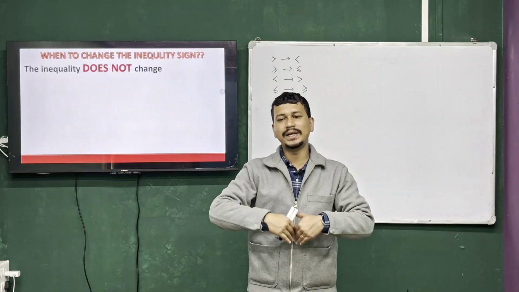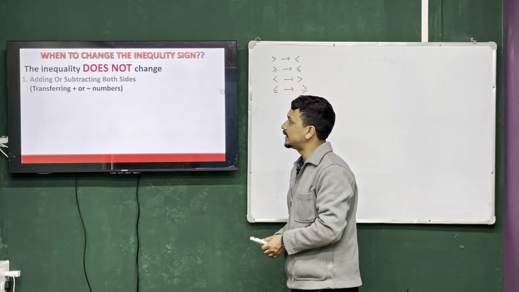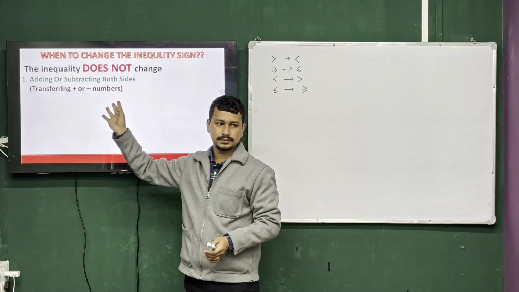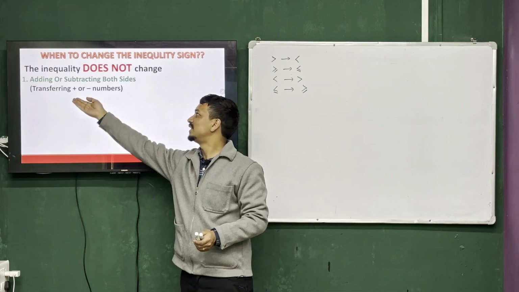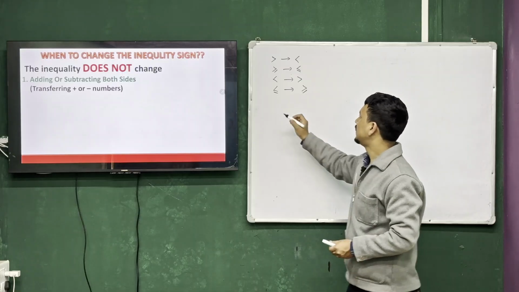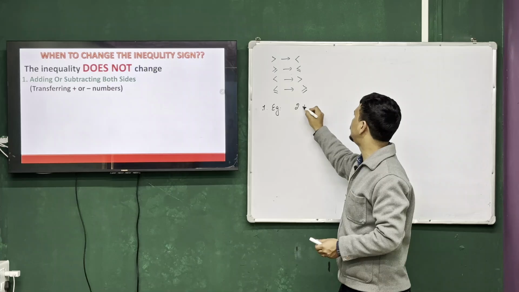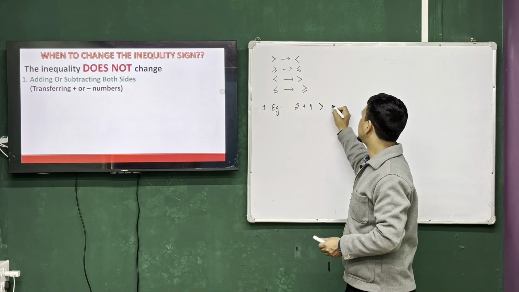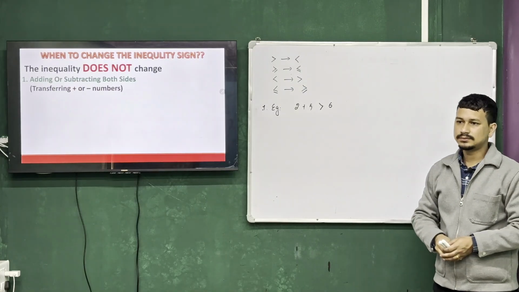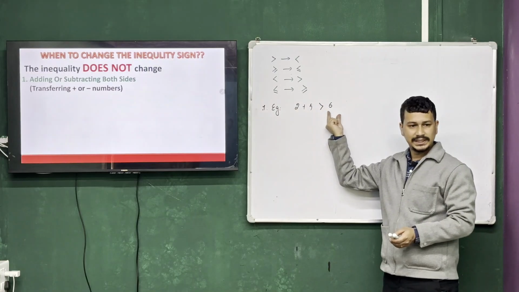But before that, let's try to understand when it does not change. So there are two situations when it does not change. For example, adding or subtracting on both sides, or the way we usually learn, transferring plus or minus numbers across the inequality. Let me give an example. So for one, let's take an example. Let's say I write 2 plus 5 is greater than 6. Do you agree? Yes, 2 plus 5 is 7, which is definitely greater than 6.